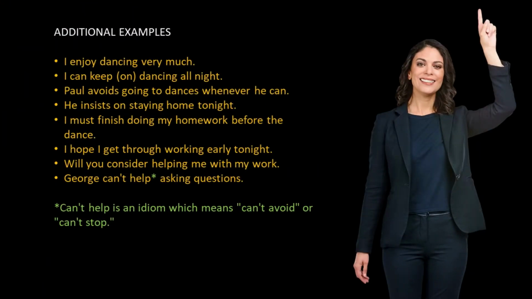Additional examples. I enjoy dancing very much. I can keep on dancing all night. Paul avoids going to dances whenever he can. He insists on staying home tonight. I must finish doing my homework before the dance. I hope I get through working early tonight. Will you consider helping me with my work? George can't help asking questions. Can't help is an idiom, which means can't avoid or can't stop.